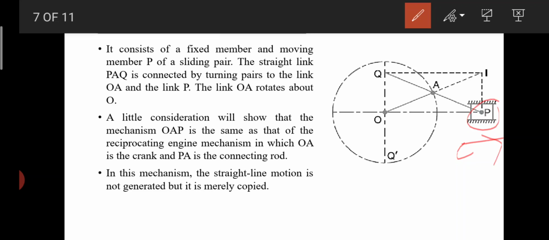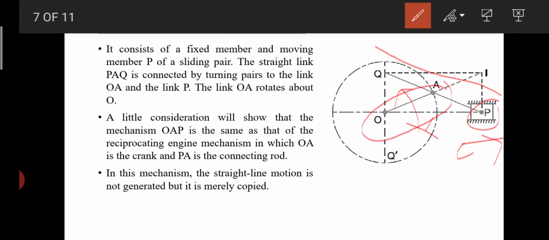The straight link PAQ is connected by turning pair to the link OA and the link P. The link OA rotates about a point O, center O.